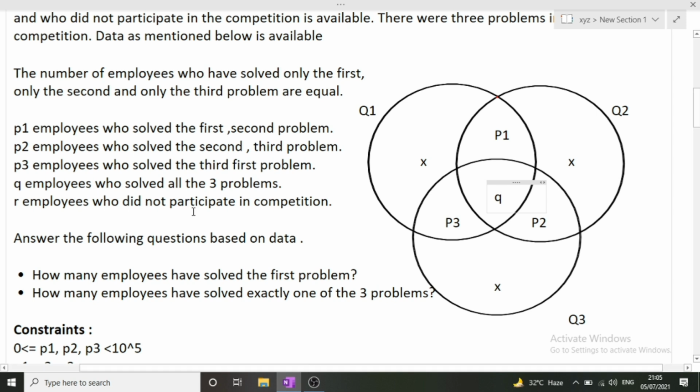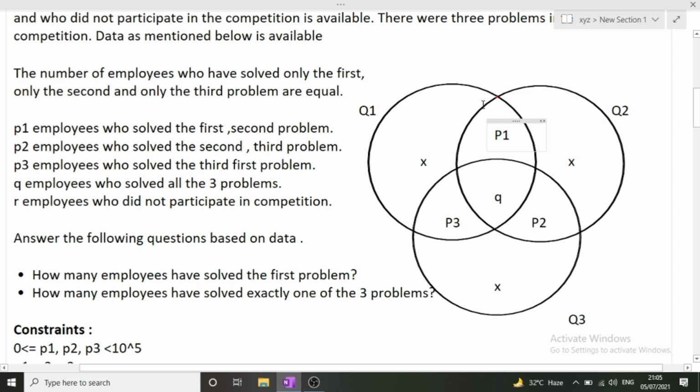Okay, so now this particular question is over. Now see, I have to look at this P1. What does this P1 represent? Most of you will make a mistake here only. This P1 represents the number of people who solved both question 1 and question 2.